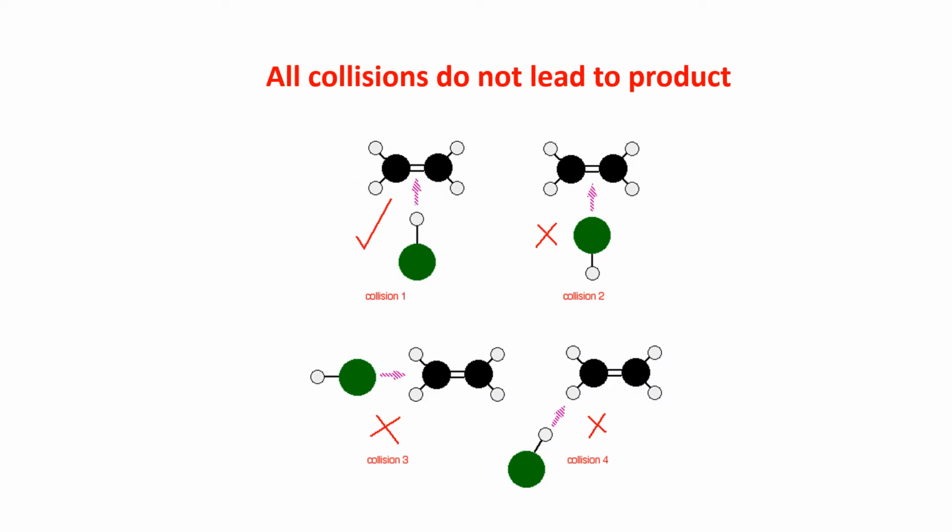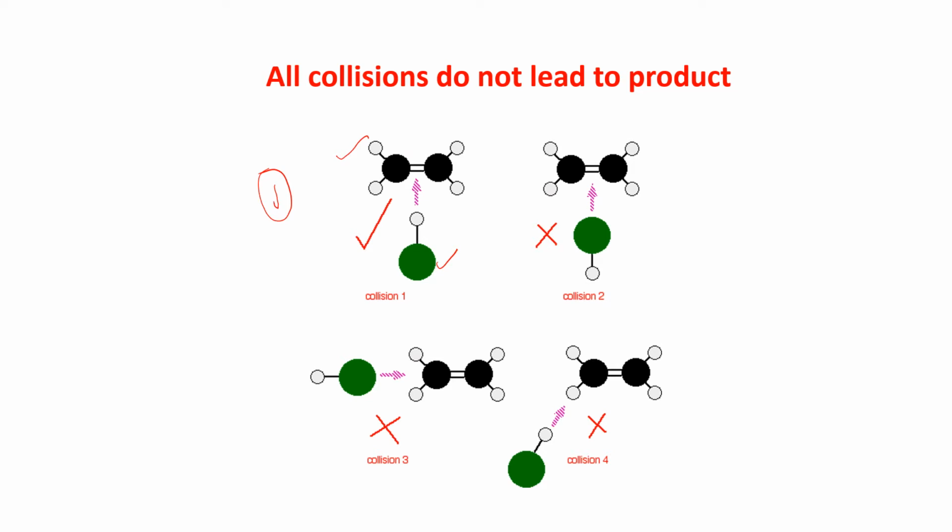Now in this slide it is showing that all collisions do not lead to product. This requires a proper orientation. There are 4 types of collisions shown. We have 2 molecules: this is one molecule and this is another molecule. In case 1, what is happening?